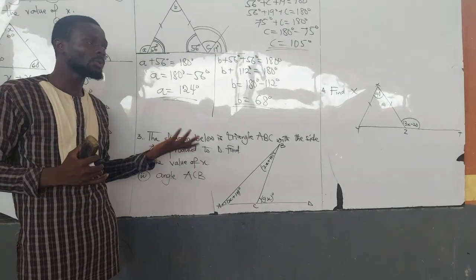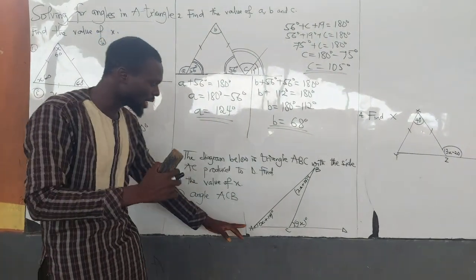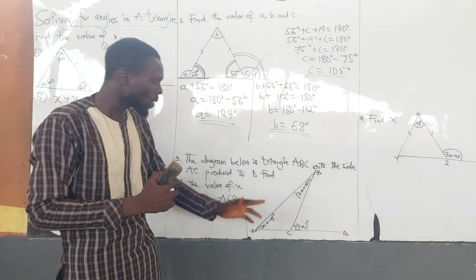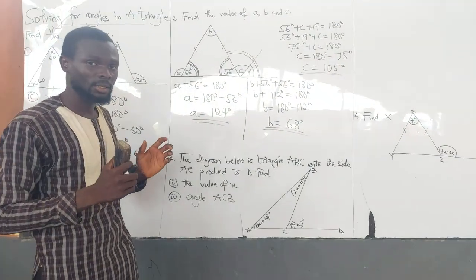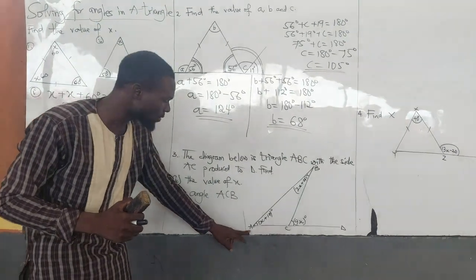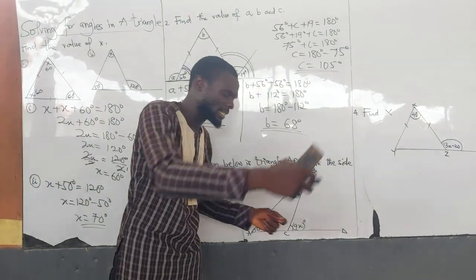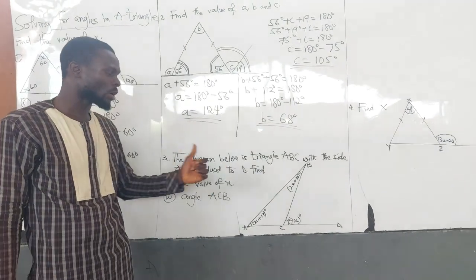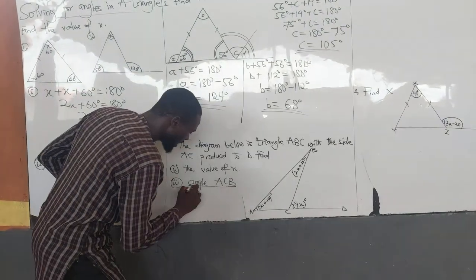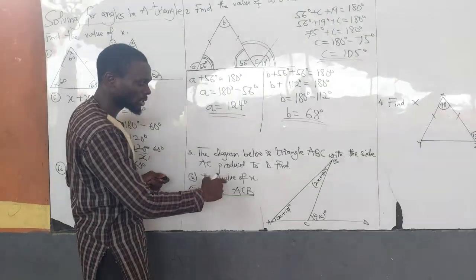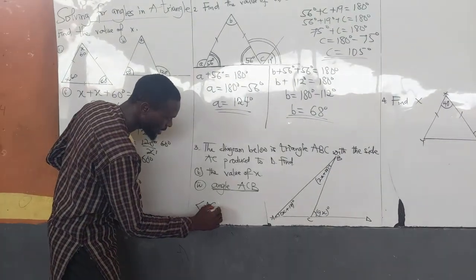Now with the third one, there is something we have to know when it comes to angles. It says the diagram below is triangle ABC. So once I have triangle ABC, I know all the properties of angles when it comes to a triangle. So I'll apply it. Now it's with the side AC. So we have AC produced to D. So this line AC has been produced, or extended, to D. Find the value of X and angle ACB. Now the new thing we have to learn here is sometimes if you see angle ACB, it can be written as this, representing angle ACB.